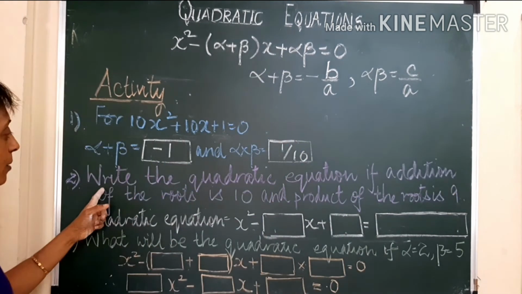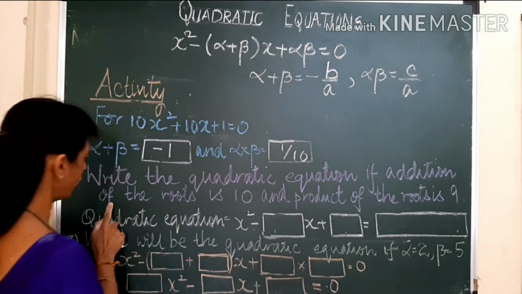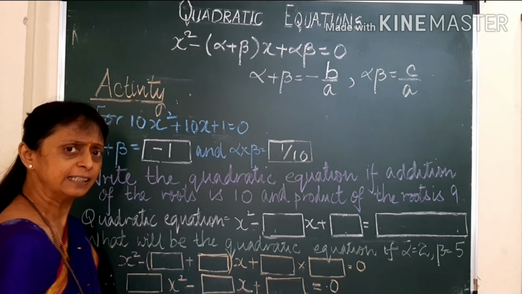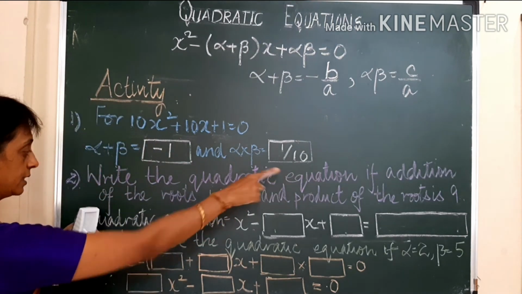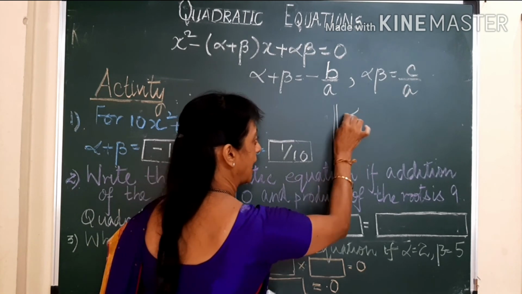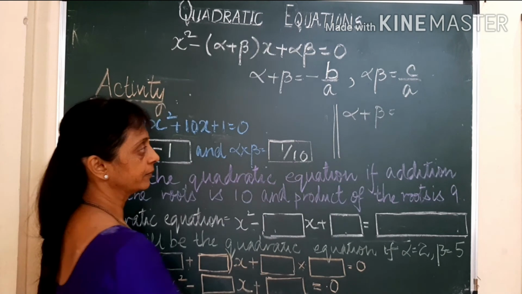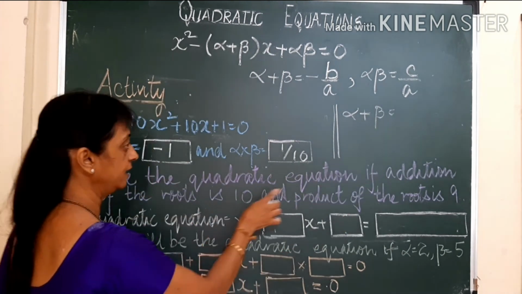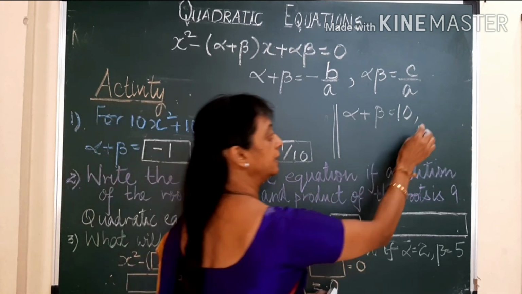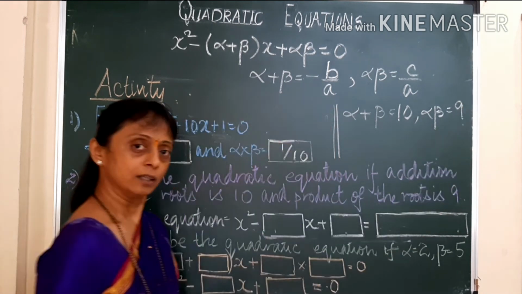to do the second problem. Write the quadratic equation if addition of the roots is 10 and the product of the roots is 9. That means what is given to you? The sum of the roots is 10 means what is given is alpha plus beta. Addition means sum is equal to 10 and product is 9. That means alpha into beta is equal to 9.